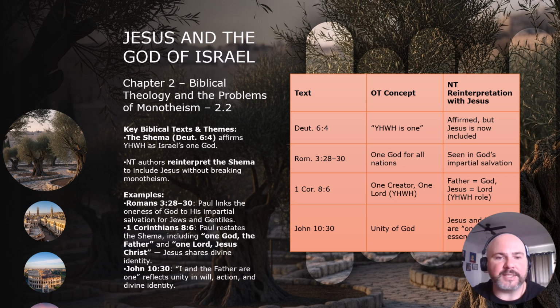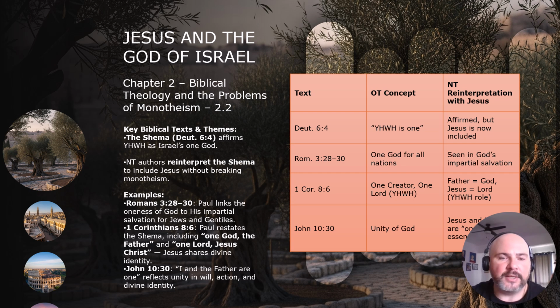1 Corinthians 8:6. This is the clearest New Testament restatement of the Shema. Paul affirms, "for there is one God, the Father, and one Lord, Jesus Christ." Paul deliberately uses God for the Father and Lord for Jesus, titles that together map onto Yahweh our God. Yahweh is one. Jesus is not added to the Shema, he is included within it.